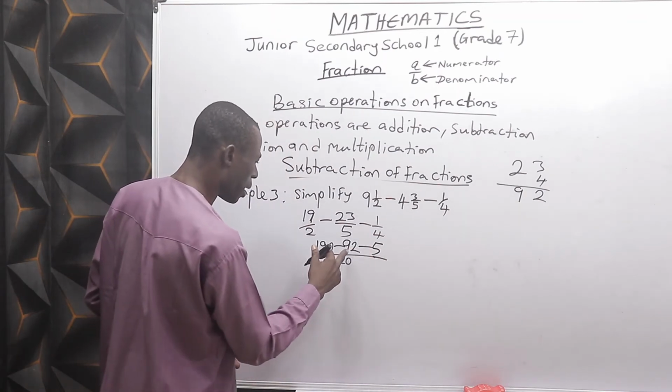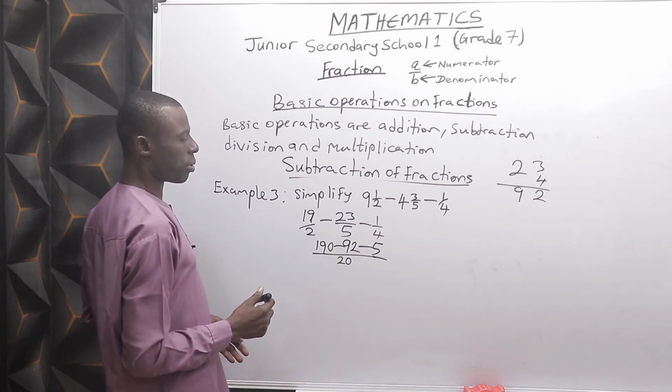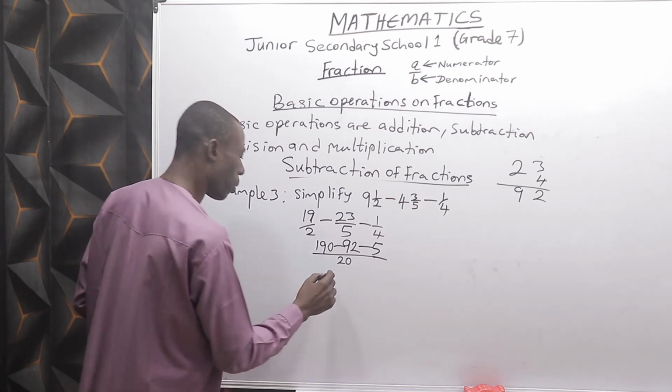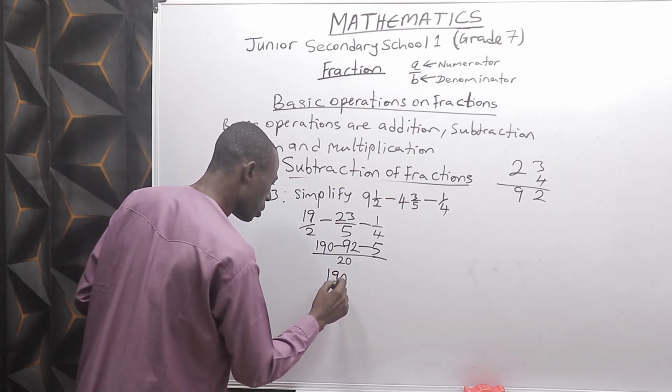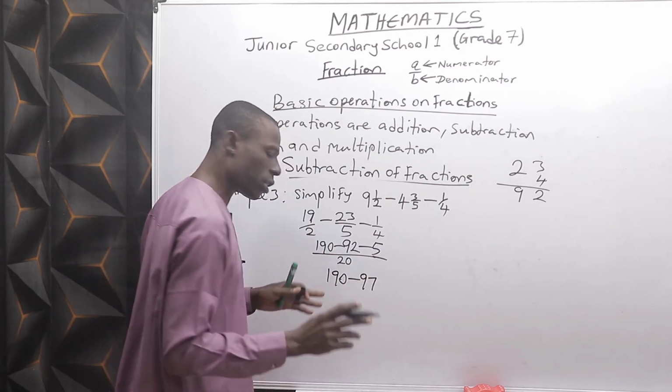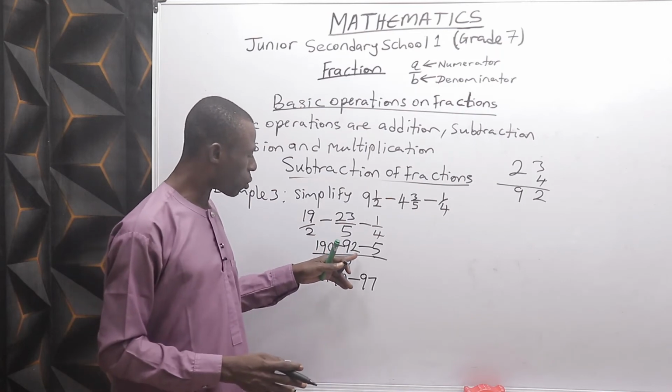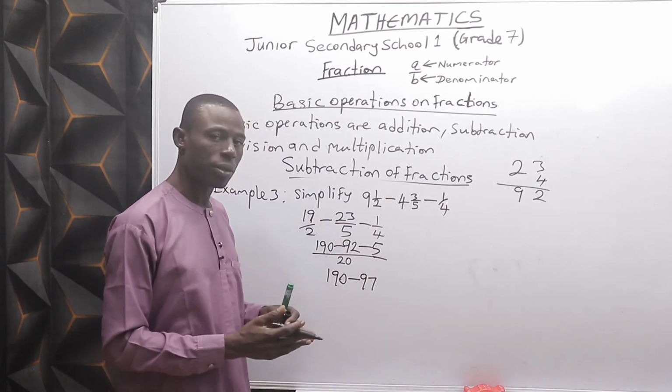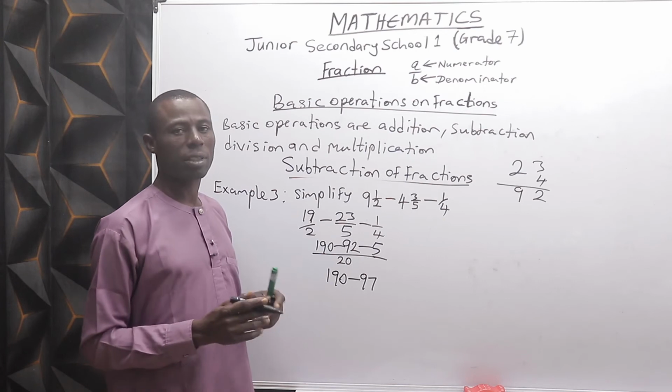Subtract 92 from 190. Or write 190 minus 97. This is what I mean: negative 92, negative 5 means negative 97.